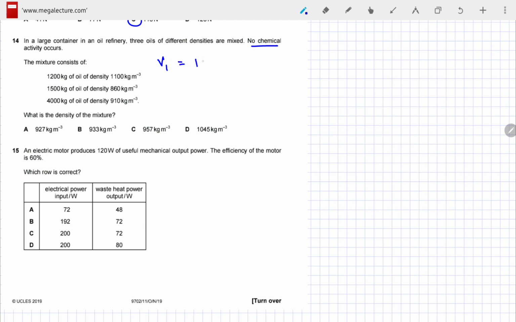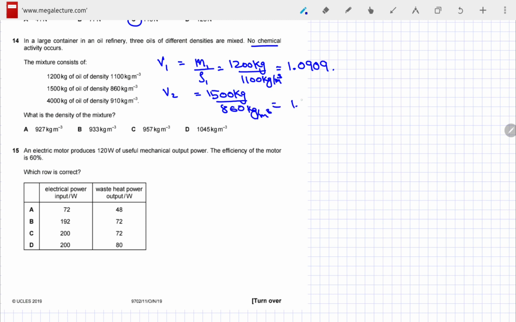So we have mass 1 divided by density 1, which is 1200 kilograms divided by 1100 kilograms per meter cube, and this is 1.0909. Similarly, compute V2, which would be 1500 kilograms divided by 860 kilograms per meter cube, and this turns out to be 1.744 meter cubed, right? And V3 is equal to 4000 divided by 910, which turns out to be 4.396.